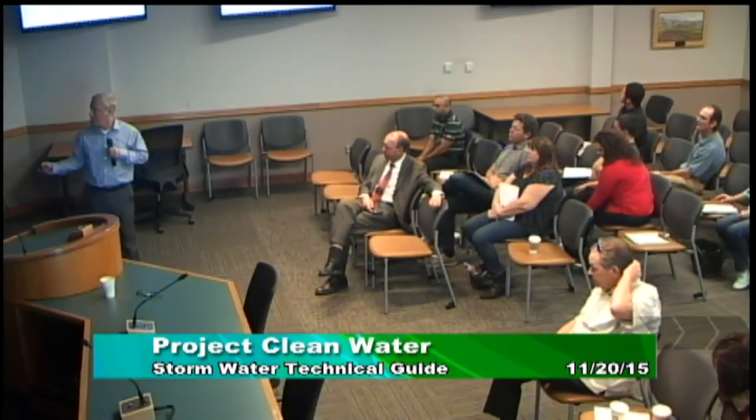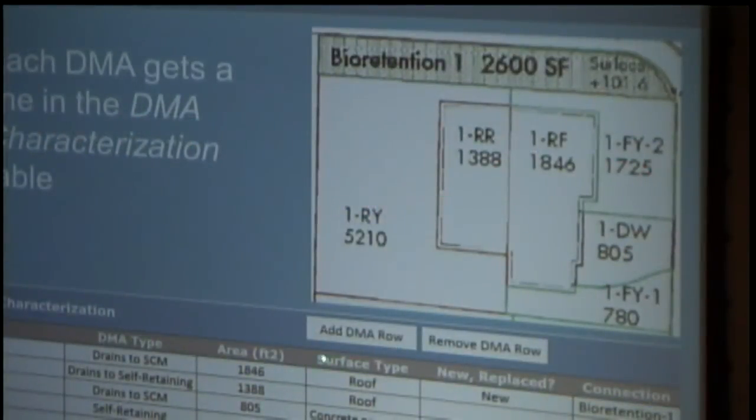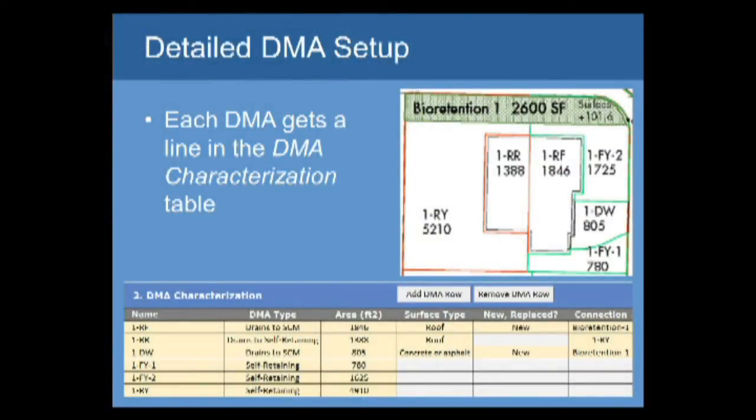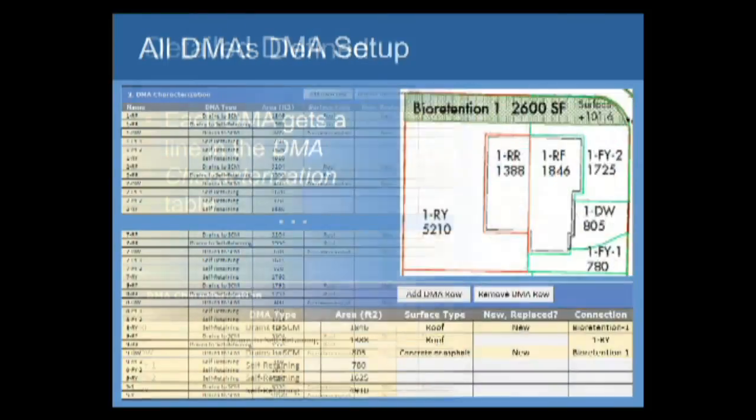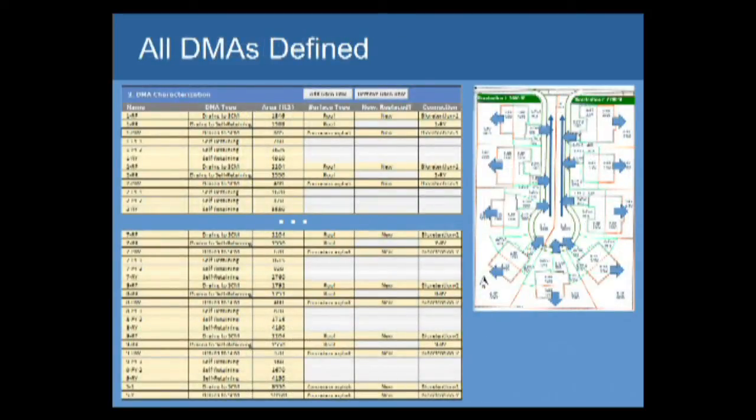All right. So after we've done this, each one of these DMAs gets a line in the DMA characterization table. Where it goes, its area, its surface type. Note if it's self-retaining, the surface type is implied. And over here we have our connections. So now the next slide shows we've gone from doing one lot to doing all the lots. So now if this were your project, all DMAs would be defined.